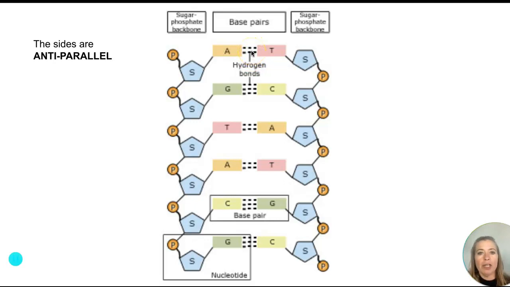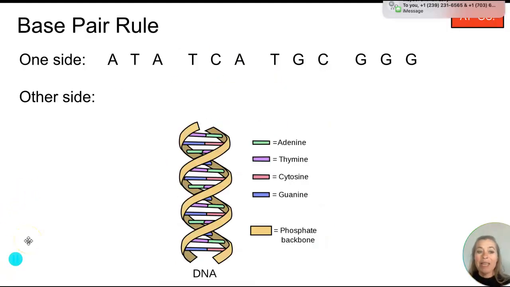I also would like you to note that adenine and thymine have 2 hydrogen bonds, while guanine and cytosine have 3 hydrogen bonds. Because we know Chargaff's base pair rules, if we have one strand of DNA, we can guess what's on the other side. So let's see if we can do this together.